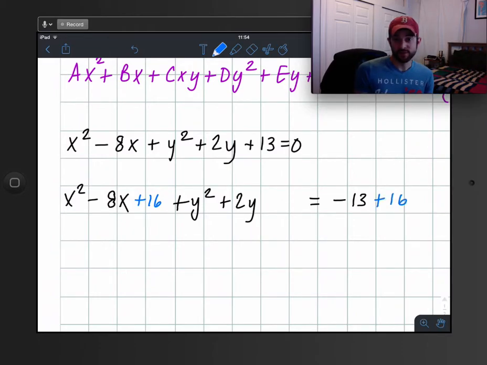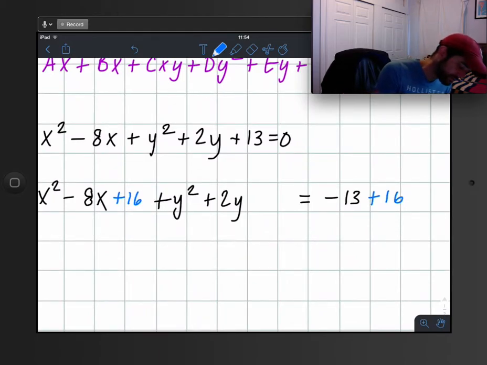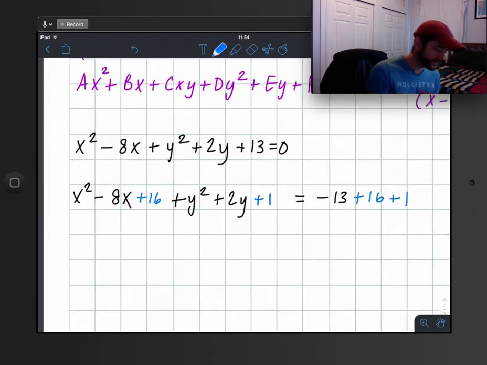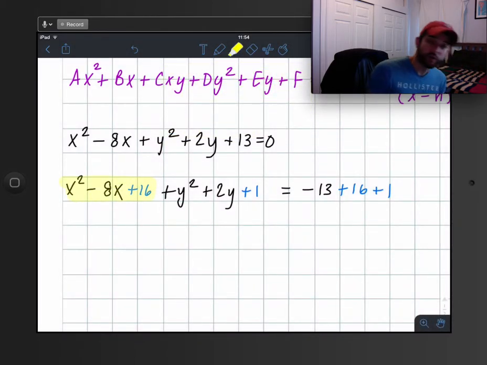I'm going to do the same thing to the y's. Half of 2 is 1. 1 squared is also 1. And add 1 to the right. So now we have this trinomial, which we have now completed as a square, and this trinomial, which we completed as a square.